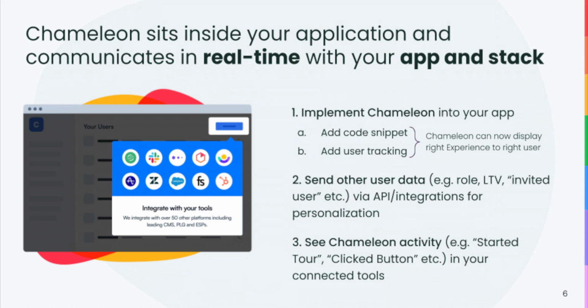You can enrich this process by sending in more data to Chameleon, for instance, the user's role, their lifetime value, subscription plan, all of that via an API call or integration with other tools like Salesforce, FreshPaint, or Segment. This also allows you to see user activity within Chameleon. For example, whether they started a tour, clicked a button, etc.